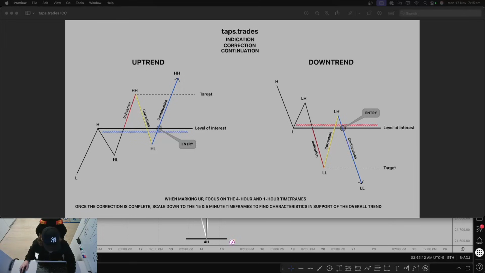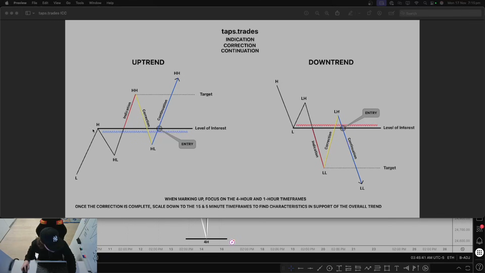That means that price either needs to be in an uptrend or a downtrend. So what is an uptrend? An uptrend is when price creates a low, creates a high, creates a higher low. It's called a higher low because it's higher than the previous low. Price then breaks above this high, creating a higher high. It's called a higher high because it's higher than the previous high.